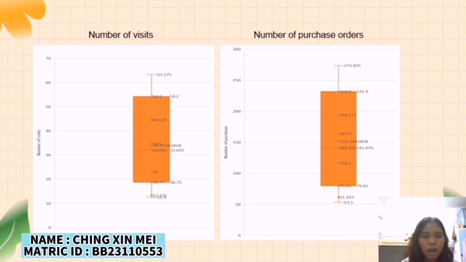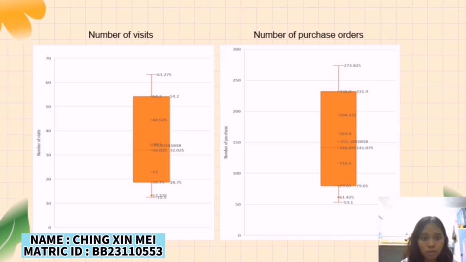Other than that, the box plot for the number of purchases is larger than the box plot for the number of visits. It indicates a greater variability or spread in the data for purchase orders compared to the data for website visits. A larger box plot for the purchase orders suggests that there is more diversity in the performance of e-commerce websites when it comes to converting visitors into customers. Some websites may have significantly higher purchase order numbers, while others may have lower conversion rates.